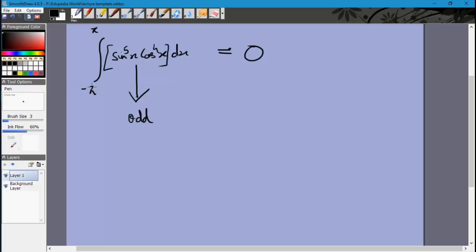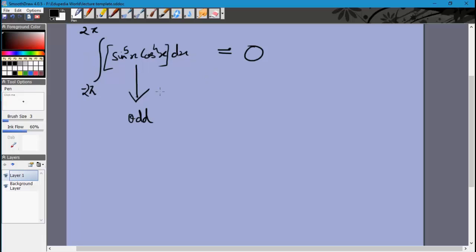Now if this was, let's say, minus pi to 2 pi, then you can't say directly whether it's 0 and you'll have to go through the whole process of solving it. But if it was minus 2 pi to 2 pi, we could directly write it to be 0, right? Because the thing inside the bracket is an odd function.